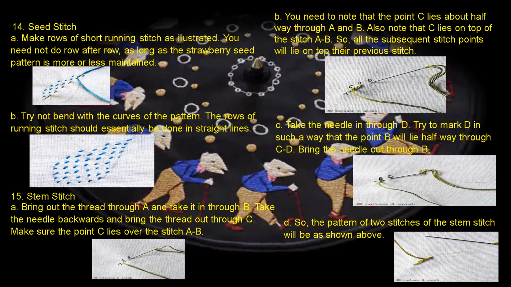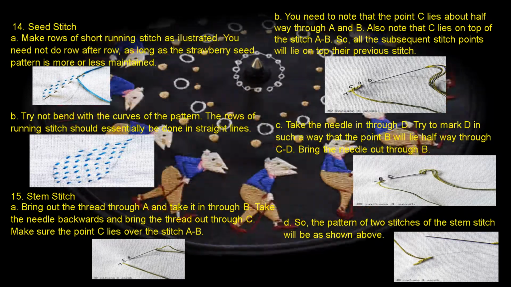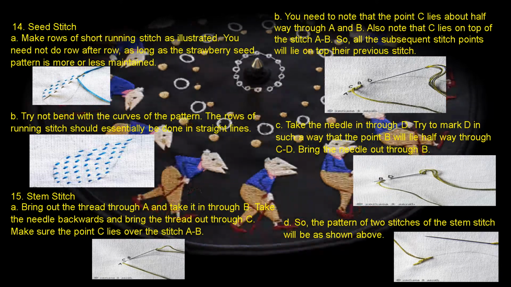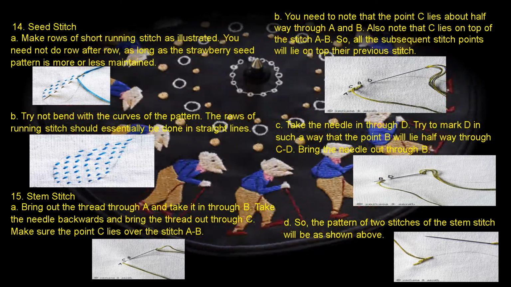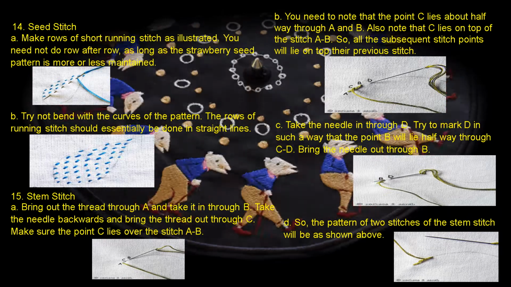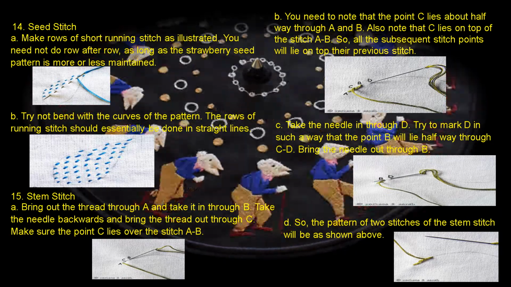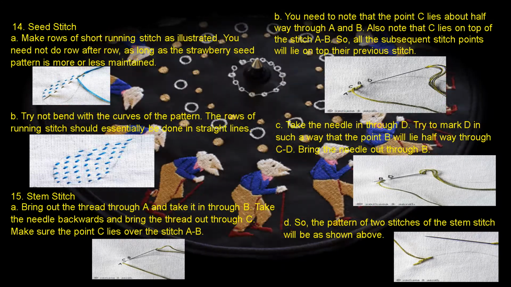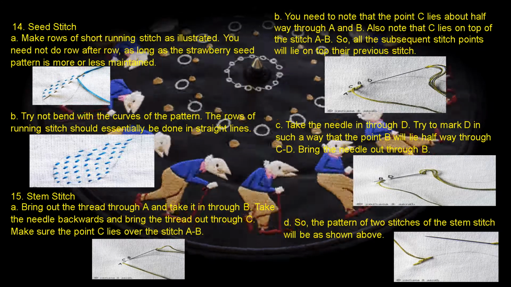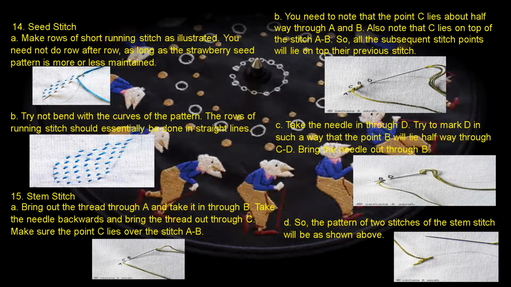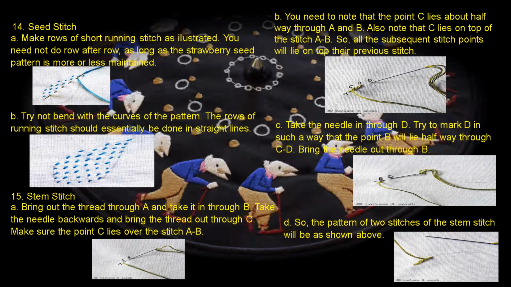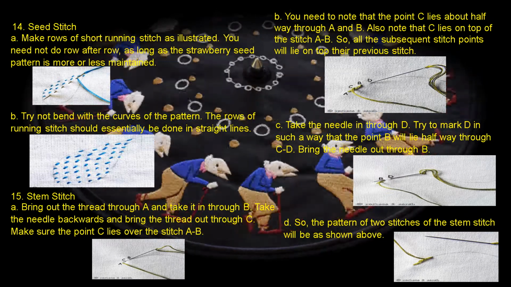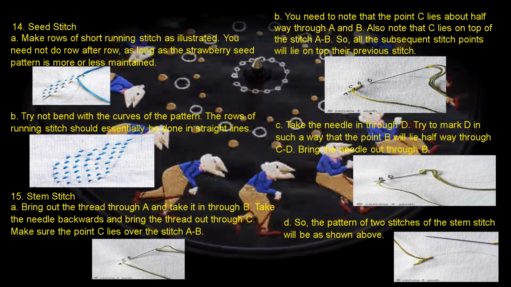Number 14, we have the seed stitch. The first thing to do, make rows of short running stitch as illustrated. You need not do row after row as long as the seed pattern is more or less maintained, as you can see in the picture below in letter A. Then, try not to bend with the curves of the pattern. The rows of the running stitch should essentially be done in straight lines, as you can see in the picture below in letter B.